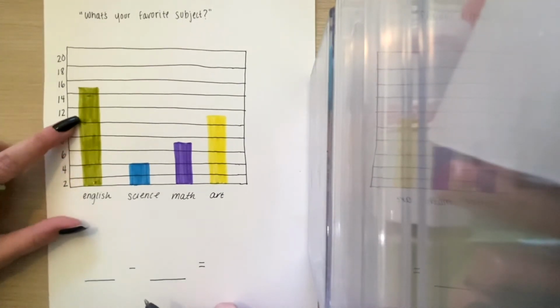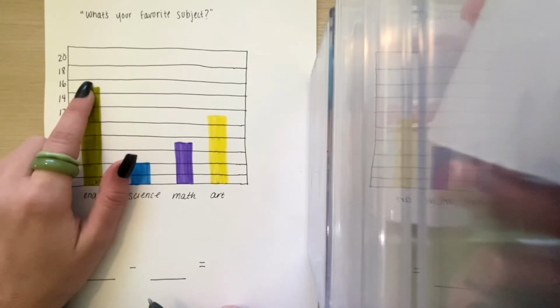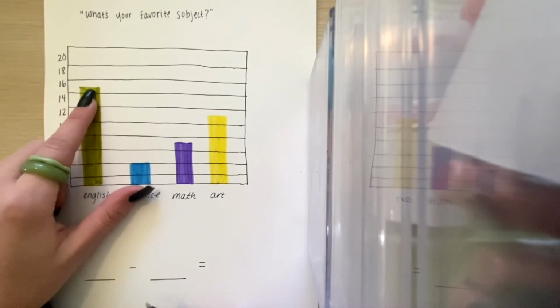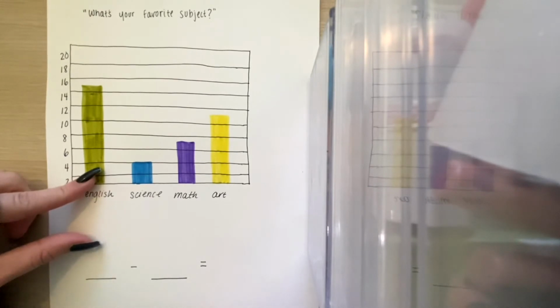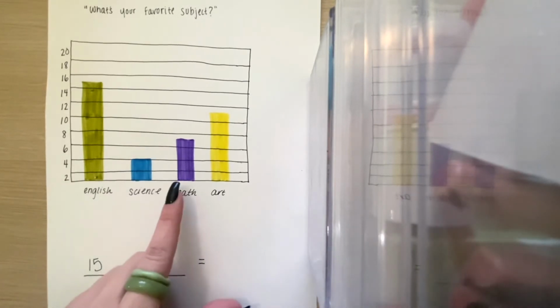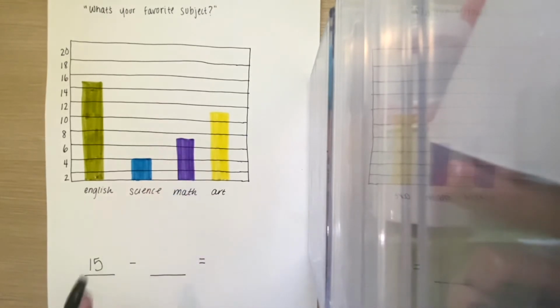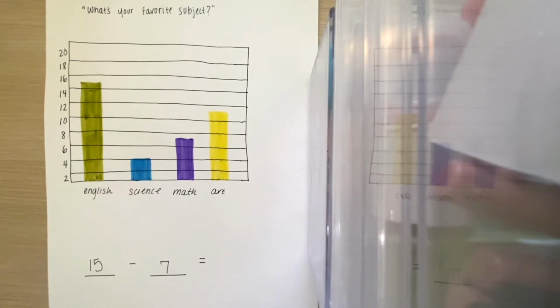First, we need to find English and math on the graph. As we can see, English is here and math is here. Now we need to identify how many students voted for each. You can see that for English, we have all the way up. Because it's over the 14 line, but not at the 16 line, we know that 15 children voted for English. We can put 15 children. Then, for math, we can see that it's above the 6th line, but below the 8th line. Therefore, we know 7 children voted for math.